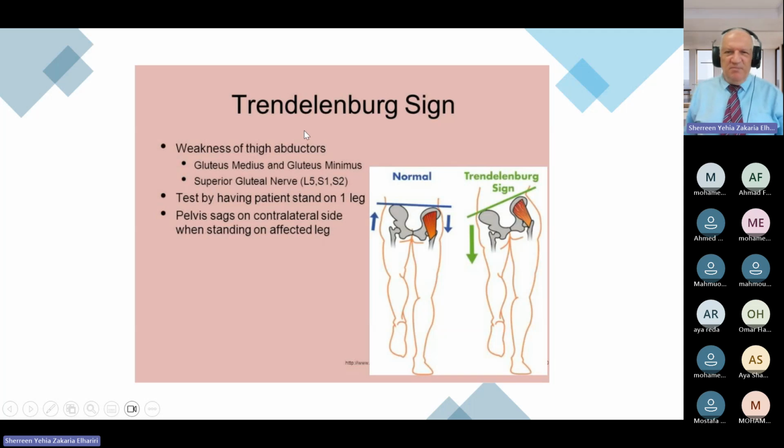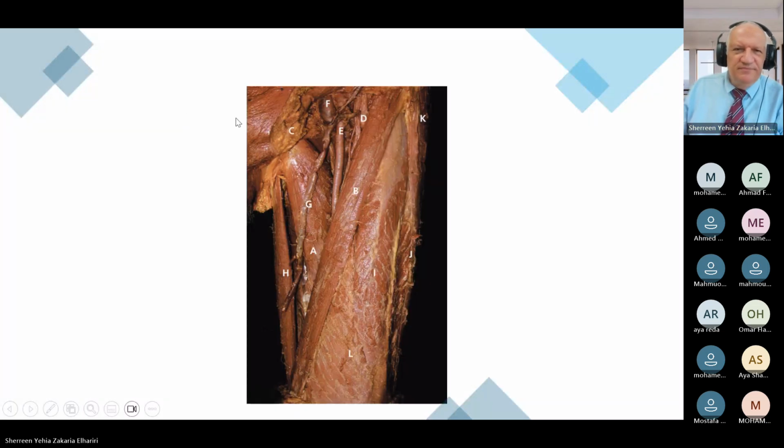And what is Trendelenburg? If the patient normally stands on one leg, the pelvis on the other side is raised due to contraction of the gluteus medius and minimus, which are supplied by the superior gluteal nerve, L5, S1 and S2. But if the patient has a problem in his leg, the pelvis on the other side drops down, and we call it a positive Trendelenburg sign. So it's very important, very common.